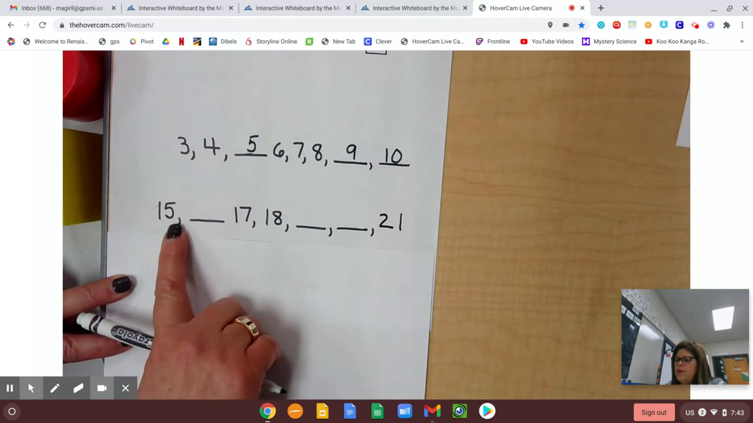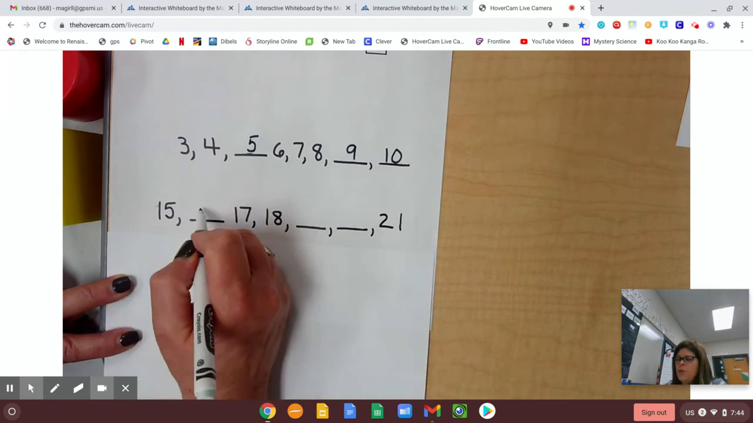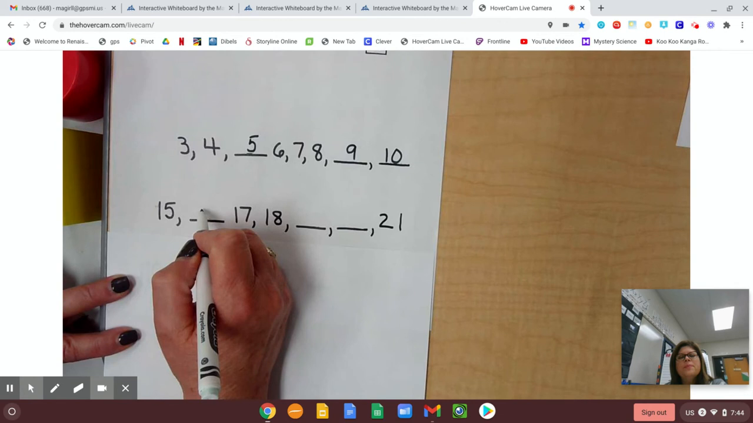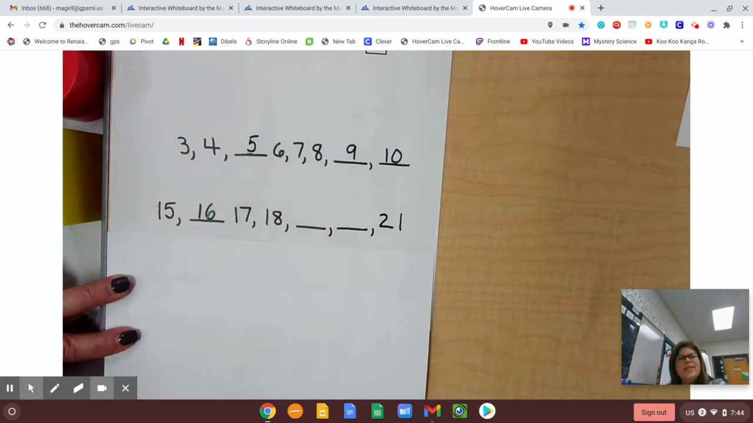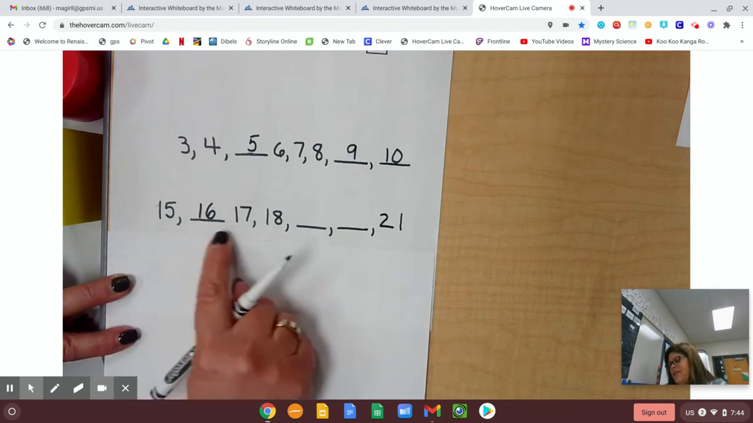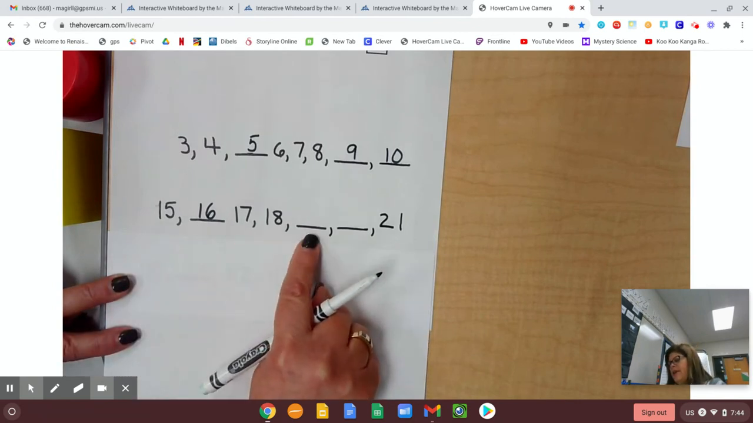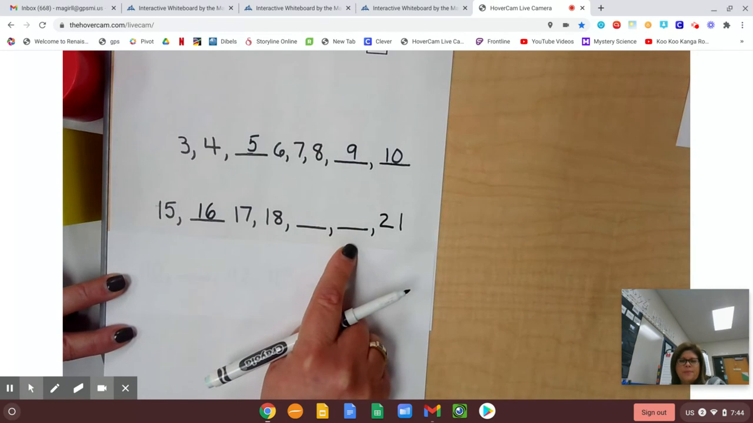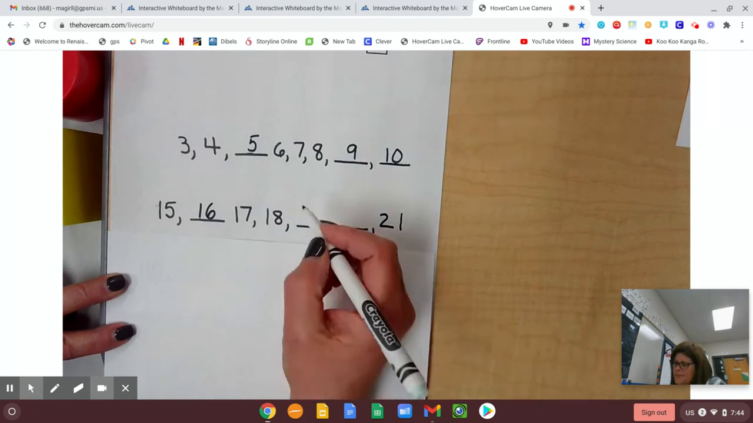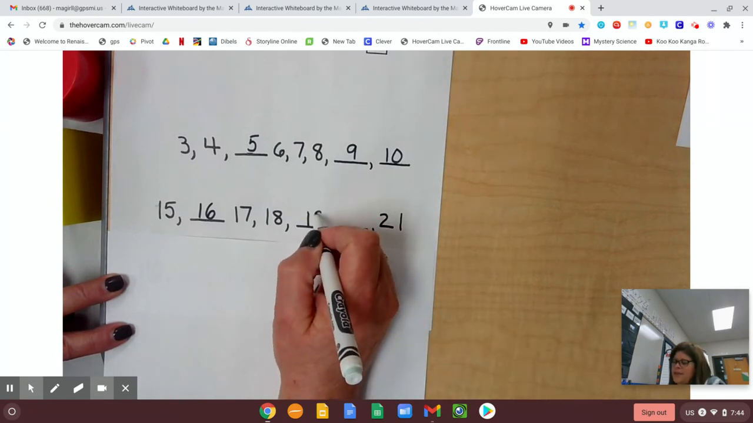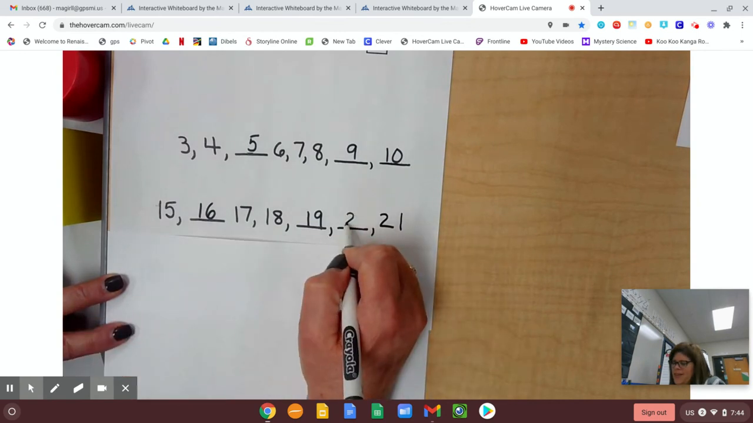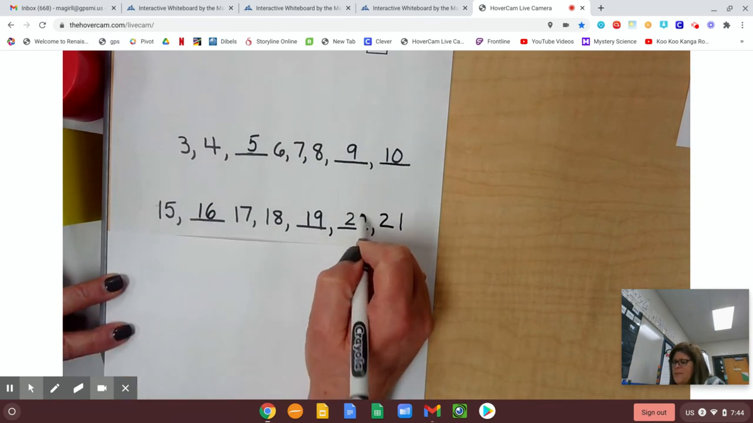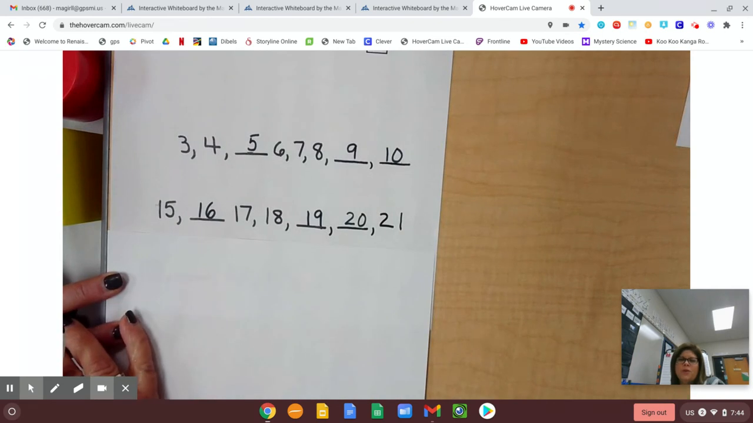Do you know what comes after 15? Write it down. 1, 6, which is 16. 15, 16, 17, 18. And write the next two numbers, please. 19. All right, are you getting it? And this is where it changes to the 20s. After 19, we put 20.